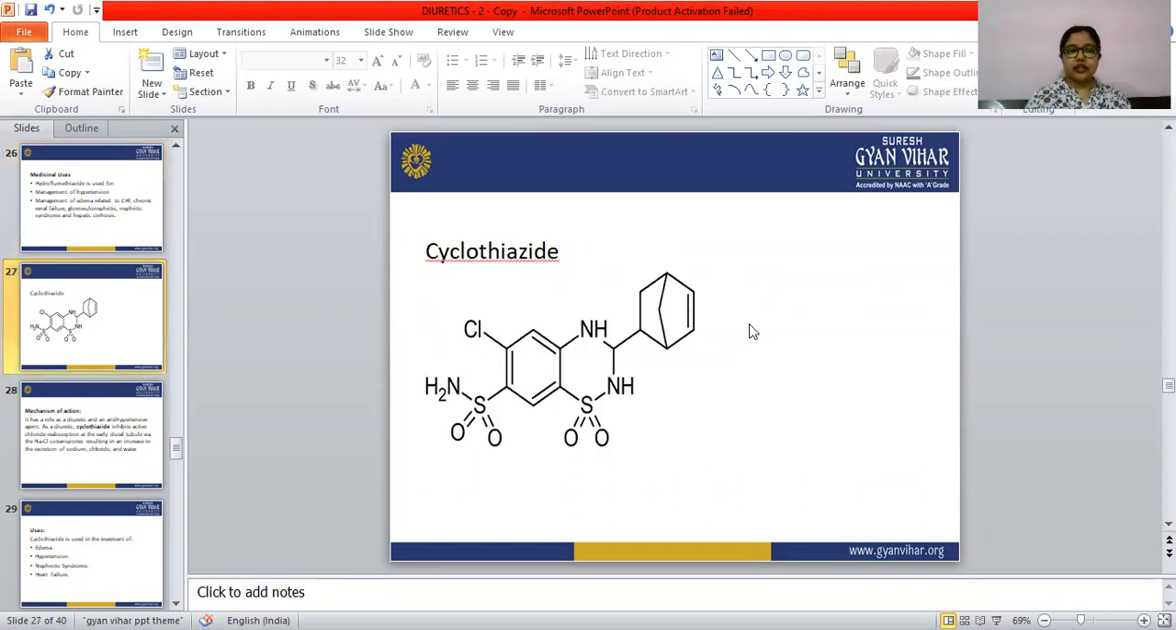Next drug is cyclothiazide. In this cyclothiazide, one additional ring is here, and the sulfonamide group is here. So this is the main structure of the thiazide group. At the sixth position there is a chloride group, and the seventh position should be a sulfonamide group. So this is cyclothiazide.